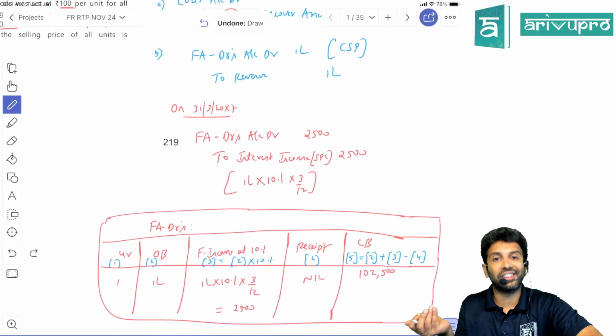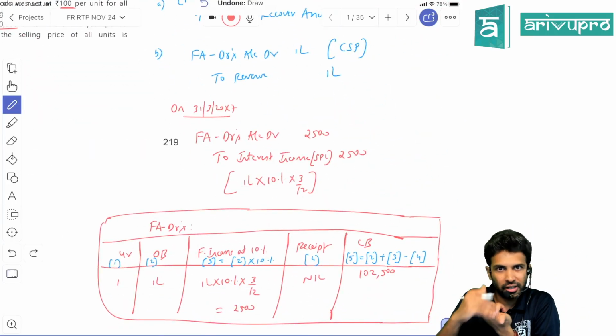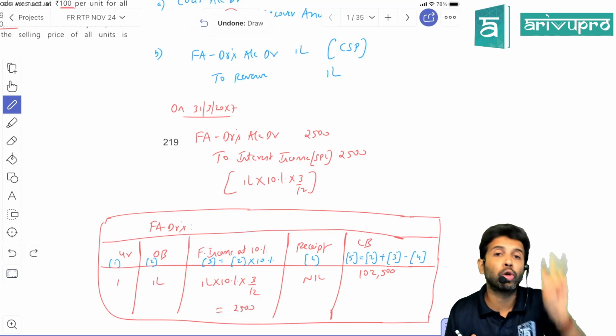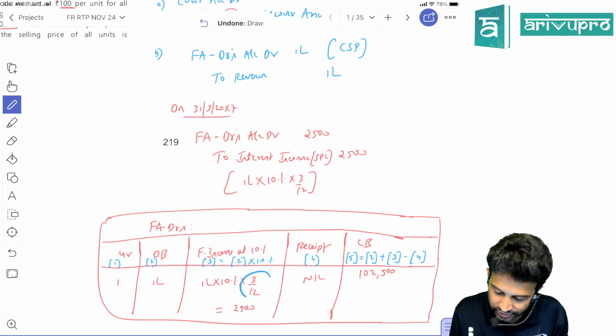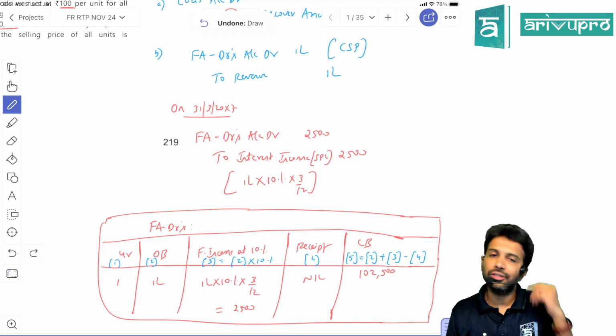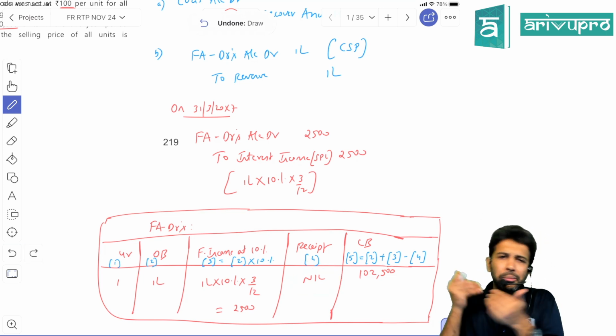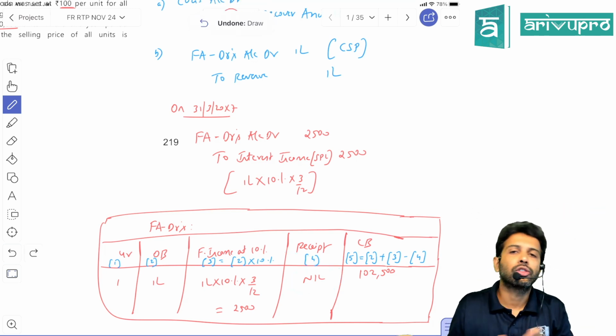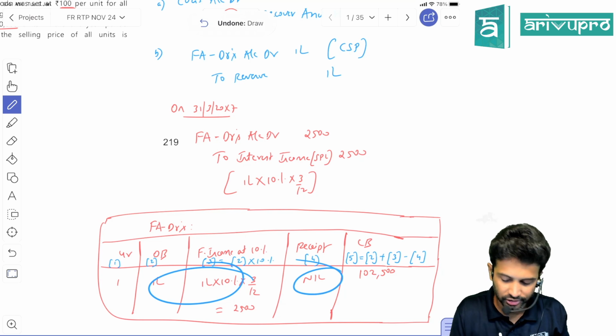But don't book it for whole year. So you book the revenue on 31st December and year is ending on 31st March, 3 months later. So for the first year, interest income will be booked only for 3 months. 1 lakh into 10% into 3 by 12, that gets you 2,500. In the first year, you have not received any money because you will receive the money only after 2 years and 3 months. Hence the receipt column 0. Closing balance will be these two addition minus this, 2 plus 3 minus 4.